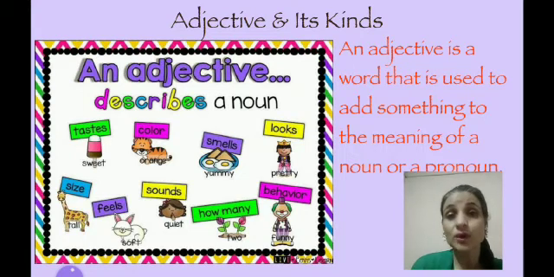First, we should know what is an adjective. As you can see here in the given picture, an adjective describes a noun. An adjective tells us about the taste, the color, the smell, how it looks, the size, how it feels, sounds, number, behavior, or so many other things. In proper words, the definition of adjective is: an adjective is a word that is used to add something to the meaning of a noun or pronoun. In short, we can say adjectives are describing words. They give us more information about the noun or pronoun.